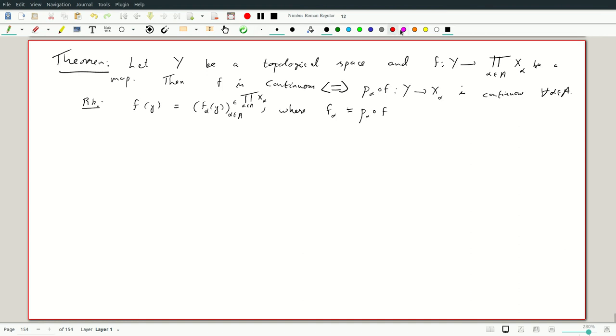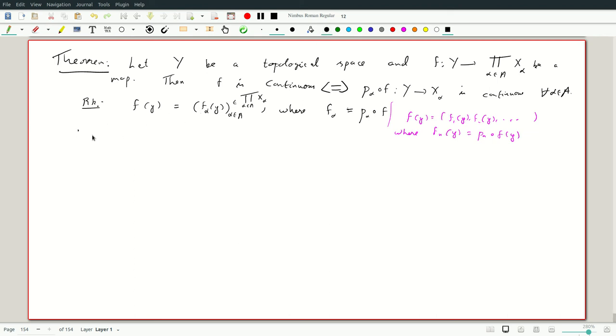Okay, so this becomes clearer in the special case. F of y is going to be f1 of y, f2 of y, etc. It's going to be an n tuple like this, where fn of y is Pn composed with F of y. So the nth component, which is the projection. Okay, so that makes the statement more natural.